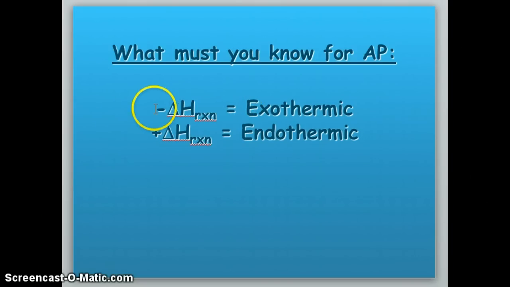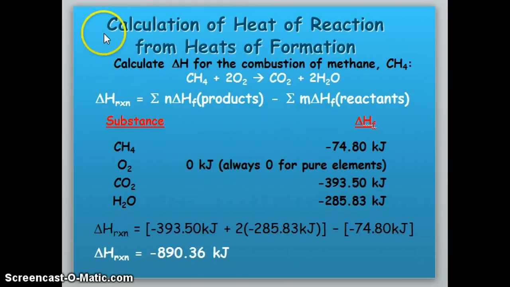Okay, what do you have to know for the AP exam? Negative delta H's are exothermic reactions, positive delta H's are endothermic reactions. And you have to know how to calculate something called a heat of reaction or heat of formation. Again, a heat of formation is how much energy it takes to make a compound from its constituent elements.